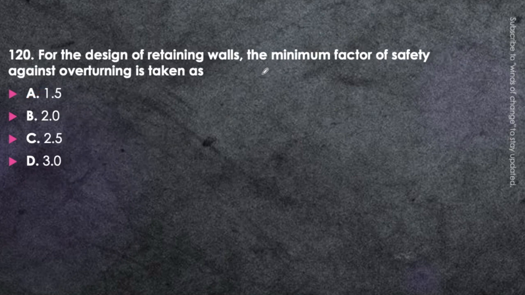For the design of the retaining wall, the minimum factor of safety against overturning is taken as 1.5, 2, 2.5 or 3. There are two conditions, either sliding or overturning, in case of the retaining wall. For sliding, this factor of safety is taken as 1.5, and for overturning, this factor of safety will be taken as 2. So memorize it. This value is very important.